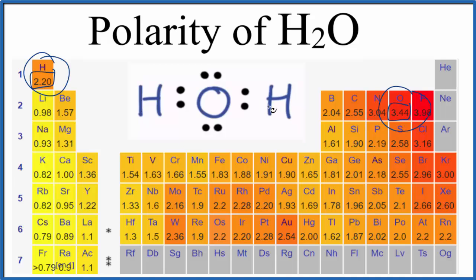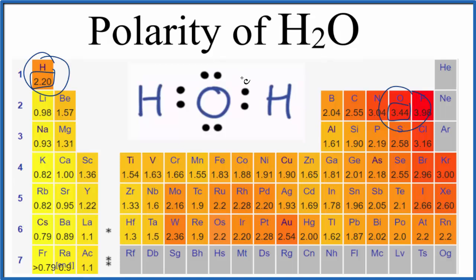So when we have that difference, that means that this bond right here, or this one here, is going to be polar. This pair of electrons, or this one, they're not shared equally. They're going to be around the more electronegative element, in this case, oxygen. Since electrons are negative, that's going to make the oxygen a little more negative, and the hydrogens, they'll be more positive. Water is a polar molecule.